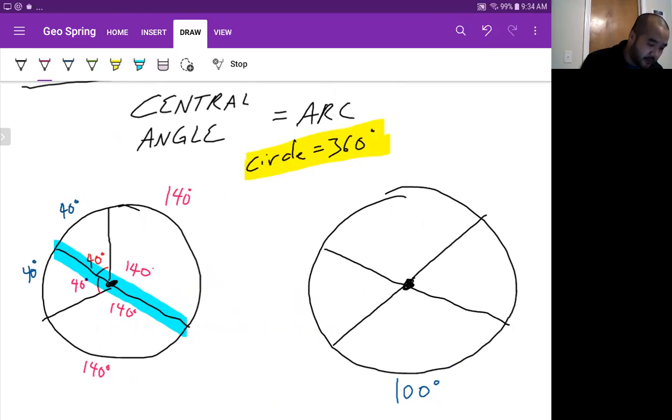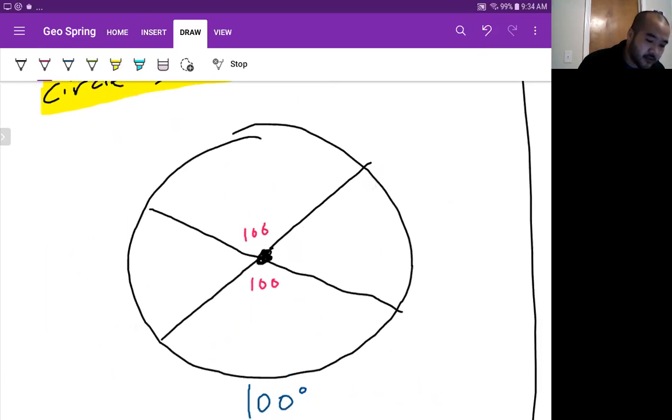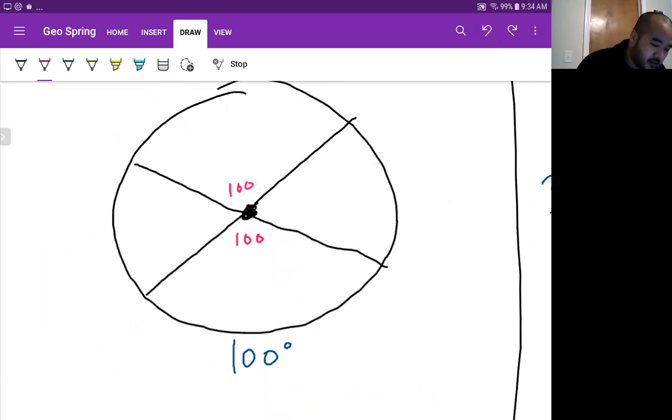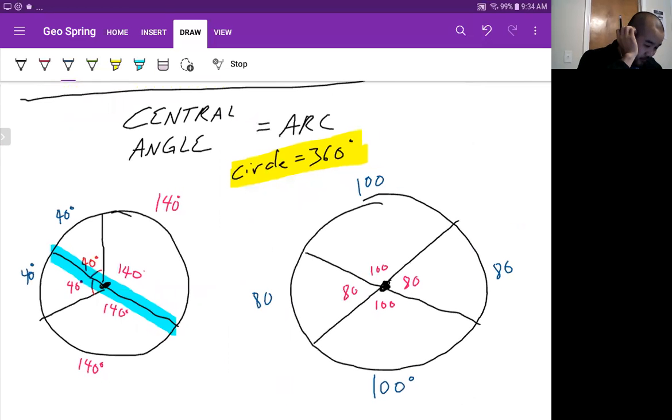Something to not forget about is vertical angles. So that's 100. This is also 100, which means this is 100, which means this is 80, which means this is 80. So if you're just given one piece of this, you can figure out most of everything else. So that is central angles. When the angles are at the center, it's just the same.